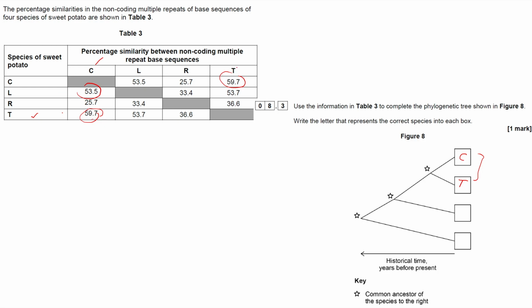Similarly, you can see here that similarity between T and L is also 53.7, which shows that T, C, and L are very closely related. So we already have C and T here. So that means the next would be L, which is very closely related to both C and T. And finally, we have R, and you can see R has the least similarity either with A or L. So it should be farthest away on the tree. So R should go here.